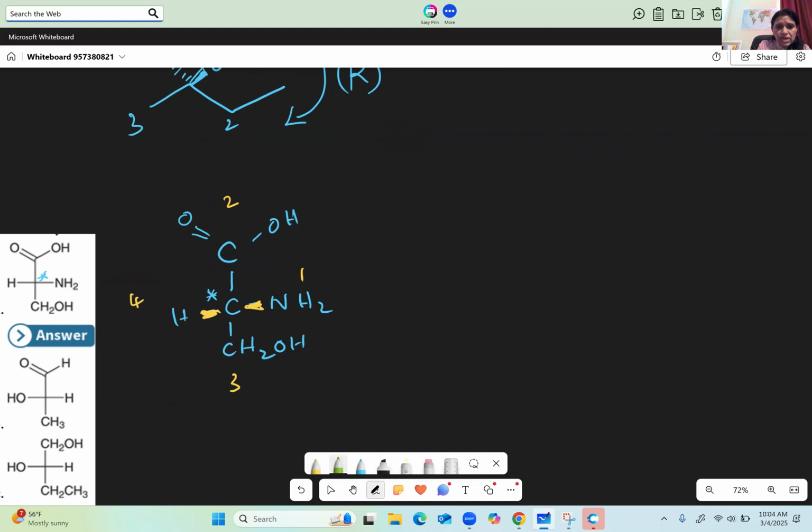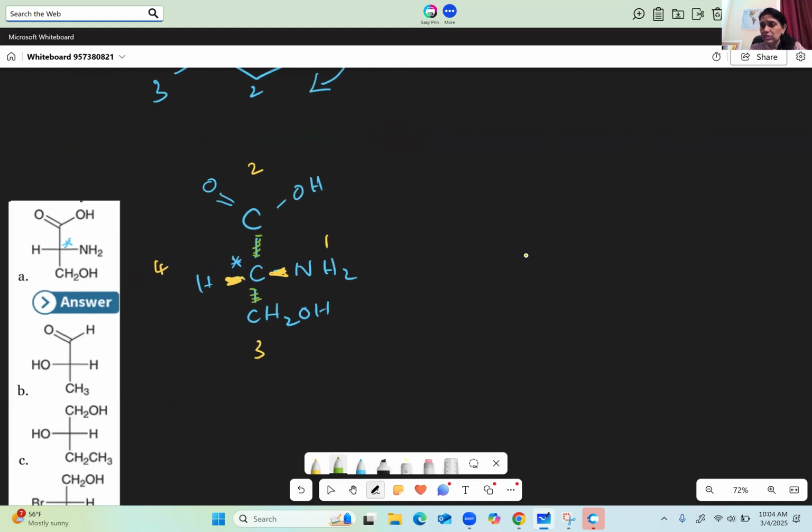Now, if I were to make all of them wedges and dashes, I don't know which is going behind the plane of the paper and which is going on the same side of the paper. So we can always assign only one wedge and one dash. You may ask, how do I know which one to assign a wedge and which one a dash? The answer is it does not matter. We can do that exercise and show ourselves that it does not matter. I'm going to assign the one on the top, which is the second priority, as a dash and the first priority as a wedge.